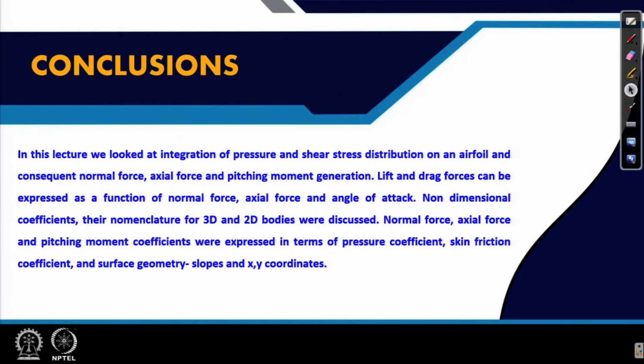non-dimensional coefficients and their nomenclature for 3D and 2D bodies, and the normal force, axial force and pitching moment coefficients can be expressed in terms of pressure coefficient, skin friction coefficient and surface geometry, the slopes and the x y coordinates. This part we will discuss in further detail in the next lecture.